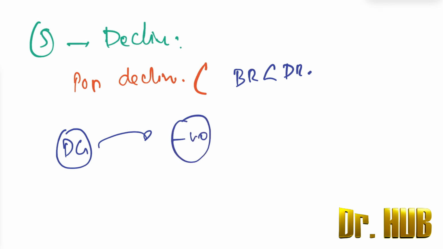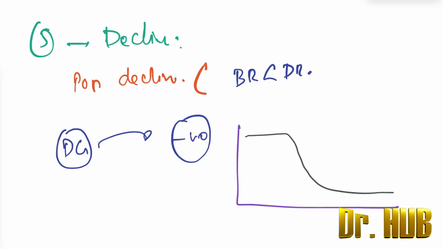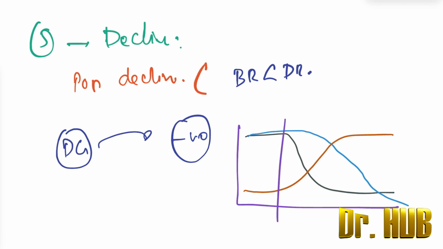Now let's recap what we did here. This is how the graph looks. This is the death rate, this is the birth rate, and this is the total population. This is stage 1, this will be stage 2, this is stage 3, stage 4, and so on.